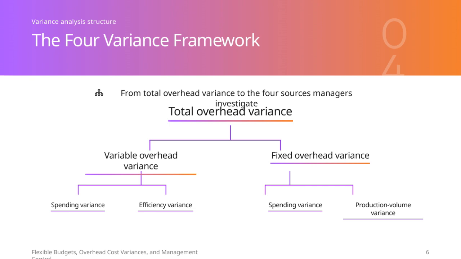For example, spending variance tells us if the actual costs were higher or lower than expected, while efficiency variance shows how well resources were used during production. Similarly, production volume variance lets managers know whether the fixed overhead was applied efficiently across the actual output. By analyzing these four variances, managers gain valuable insights to control costs effectively and improve operational performance. This four-variance framework is integral to flexible budgeting and overall management control of overhead costs.